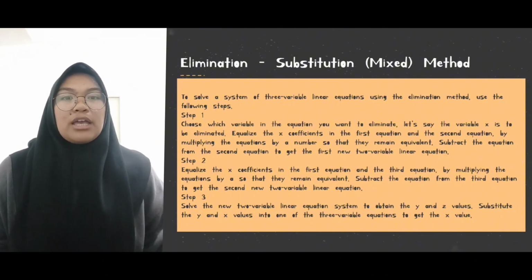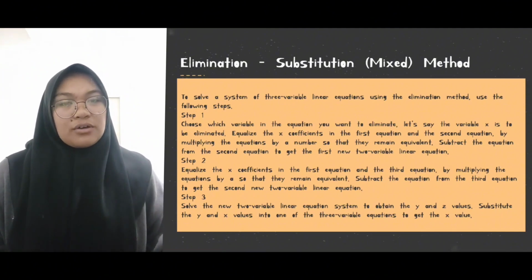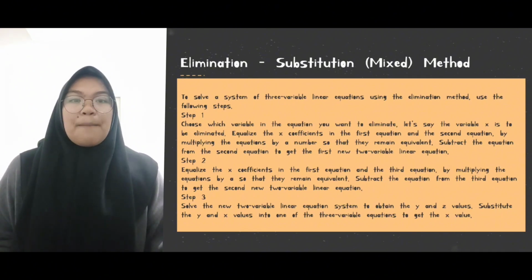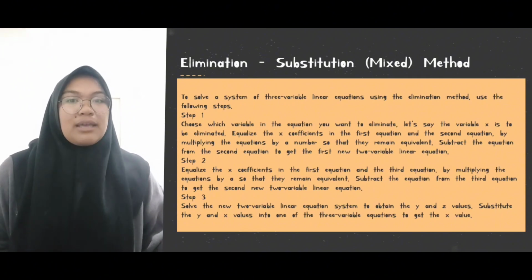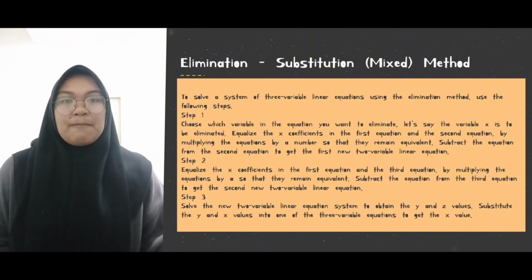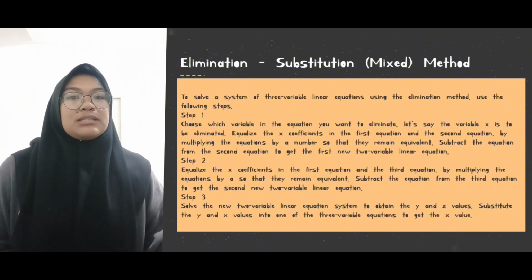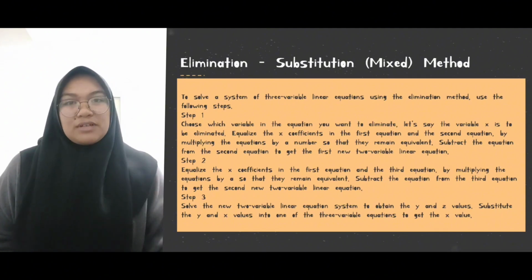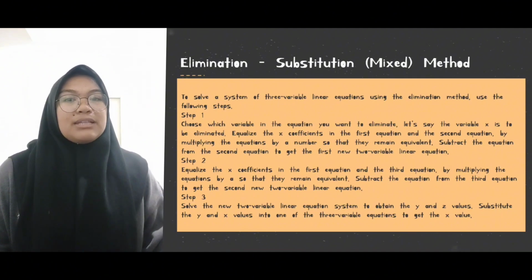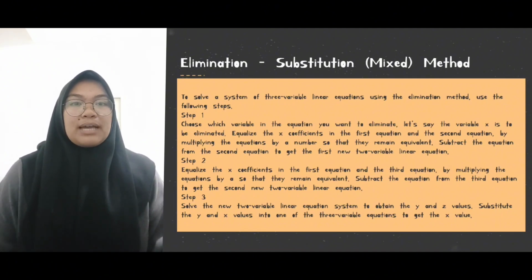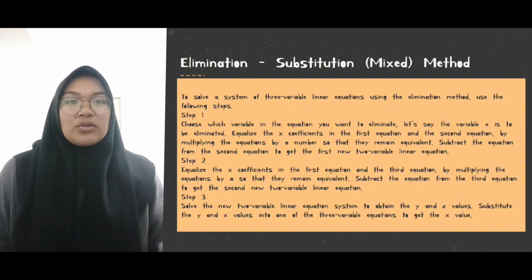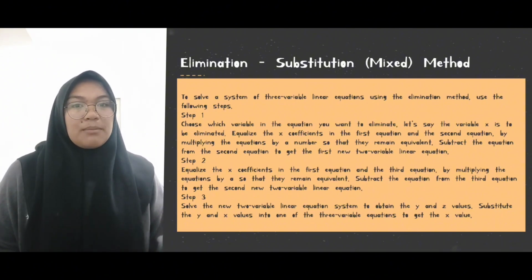Step 2. Equalize the x coefficient in the first equation and the third equation by multiplying the equation by a number so that they remain equivalent. Subtract the first equation from the third equation to get the second new two-variable linear equation. Step 3. Solve the new two-variable linear equation system to obtain the y and z values. Substitute the y and z values into one of the three-variable equations to get the x value.